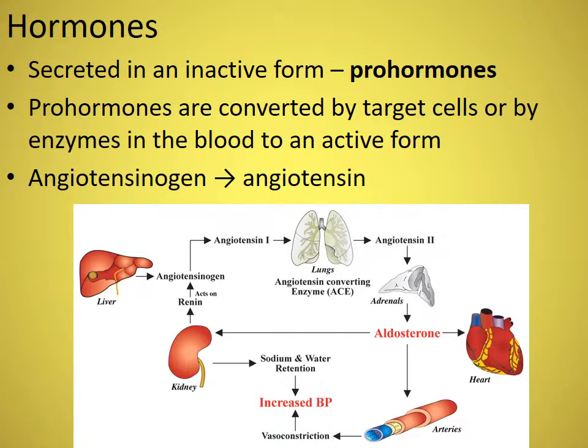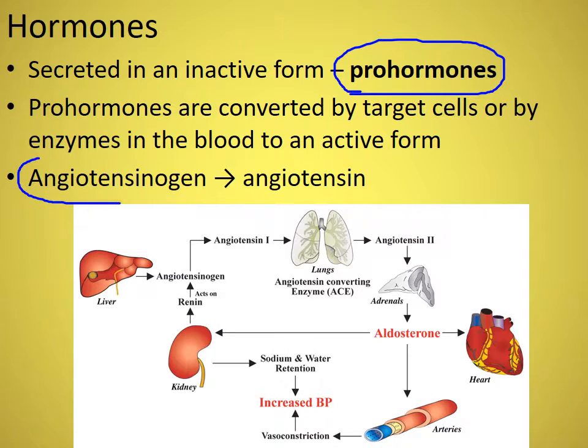Hormones, when they're secreted into the bloodstream, are in an inactive form, so they're known as prohormones. Prohormones, an inactive form of a hormone. When a hormone is needed by the body, these prohormones will be converted by target cells or by enzymes in the bloodstream to an active form.